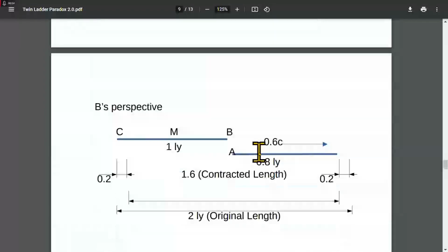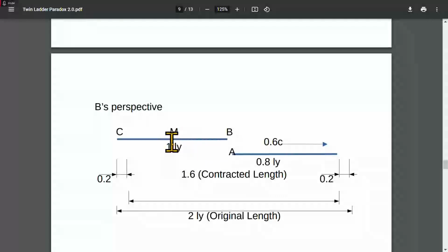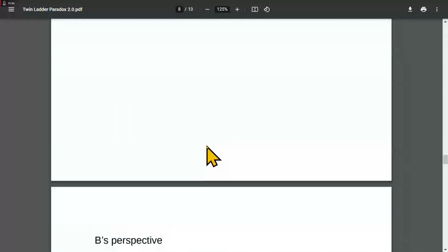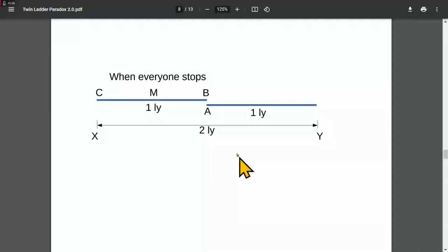From B's point of view, the length expands from both directions. From A's point of view, this ship itself, this ruler, has expanded in length. From C's perspective, everything expands to the right. Now, technically, again, C is the center point of that expansion, so there will be expansion on the left side as well. But again, for this picture, we only see the right side expansion for C. So again, they now see the same thing. So when everyone stops, all observers now see the exact same thing.